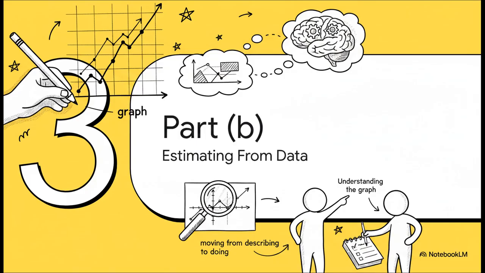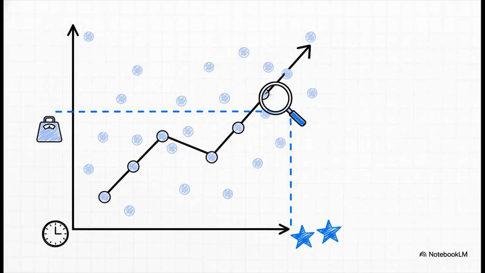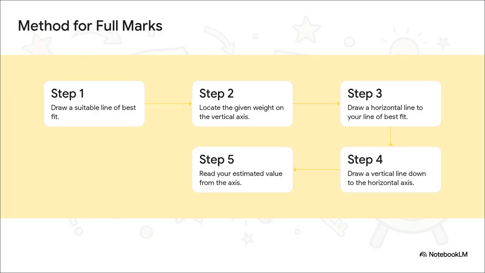This is where we go from just describing the graph to actually using it. For Part B, you're asked to use the scatter graph to estimate the age of a baby that weighs 5.8 kilograms. This part is worth 2 marks, and to get them, you've got to physically interact with the graph to find your answer. So how do you make sure you bag both of those marks? Well, the mark scheme gives you a crystal clear process.